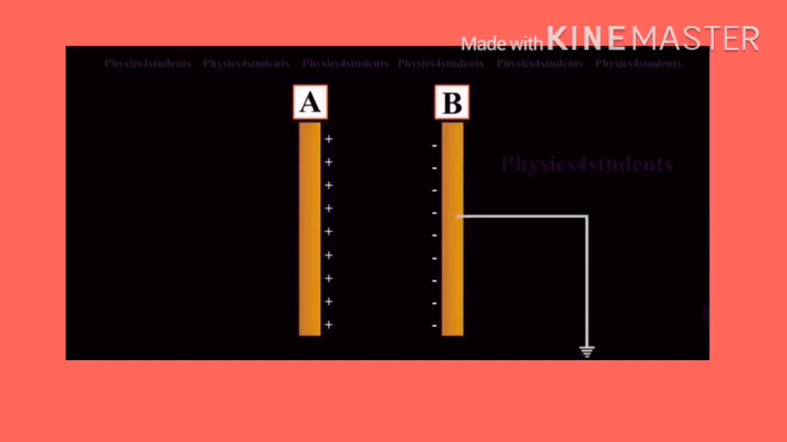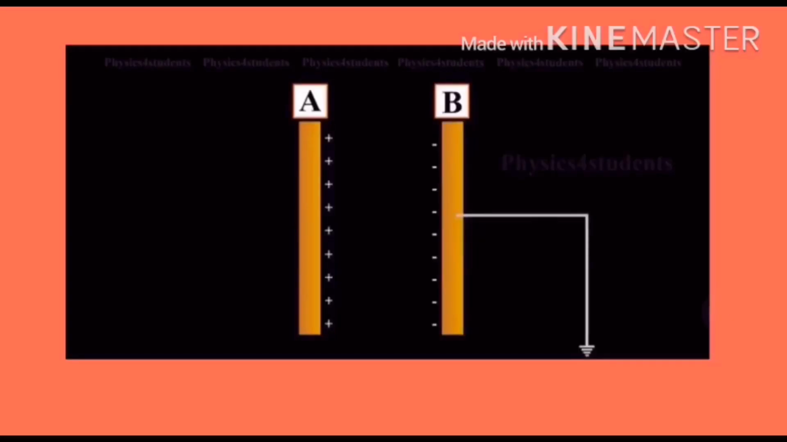Let plate B be earthed. The positive charge on plate B gets neutralized due to the flow of electrons from the earth. The negative charge will remain there on the plate. Thus, we get a net positive charge on plate A and net negative charge on plate B. This arrangement of two parallel metal plates separated by vacuum or any other dielectric is called a parallel plate capacitor.